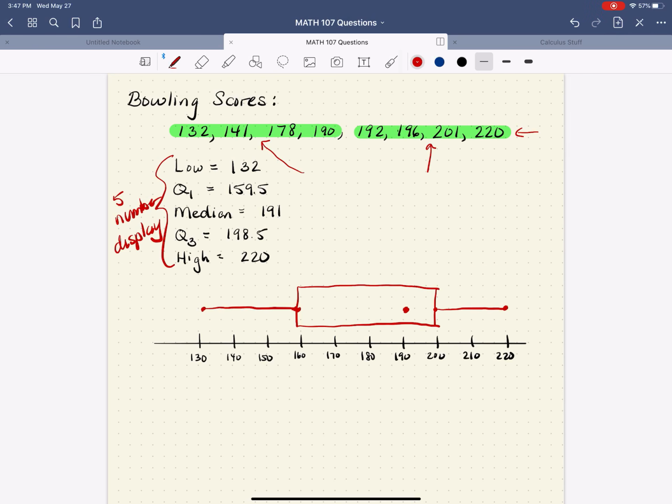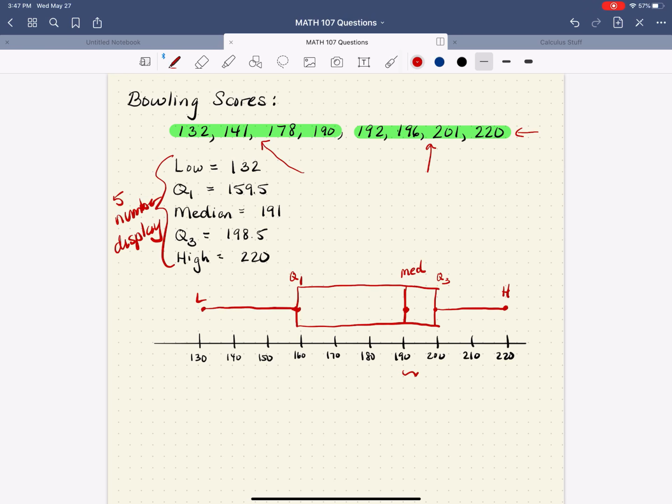And then last but not least, we draw a vertical line through here. So this right here is the median. This value here is Q3. This is the high. This is the low. And this is Q1. So this display, believe it or not, tells us a lot of wealthy information here.